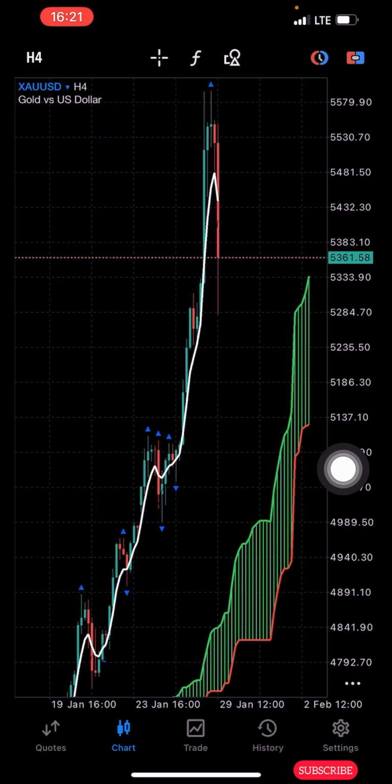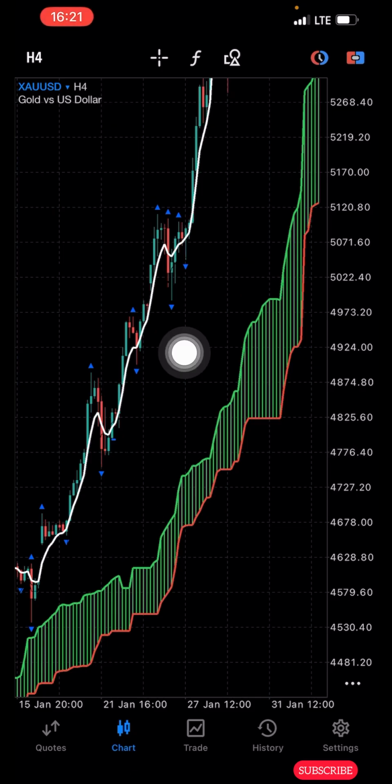All right, so there are many methods that you can use to get entry. You can use the breakout strategy, you can use the break and retest strategy. As far as you know where the trend is heading, you can use any entry method with this strategy.